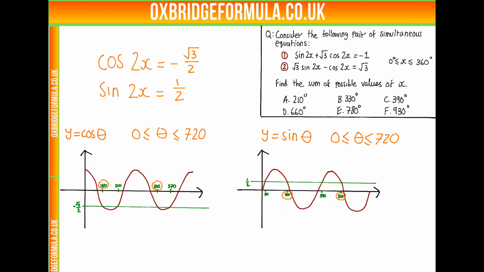So we know when theta is 150, cos 150 is minus root 3 over 2, and sine 150 is a half. So they're the theta we want, and the corresponding x is half of that theta, right? So if 2x is 150, x is 75. And similarly, we know 2x equals 510 works, so x is 255. So we just need to add those together for our answer. So 75 plus 255, which is 330. And from this, we know our answer is B, because it matches B here. So we have our result.